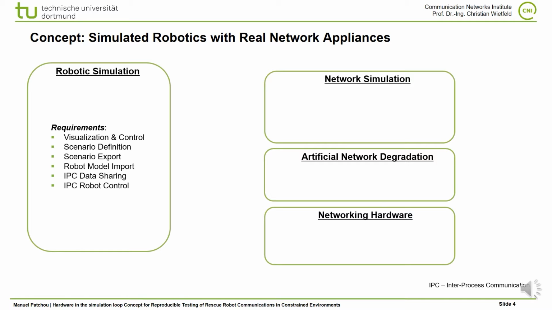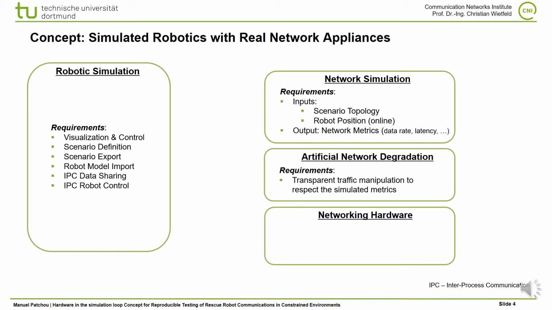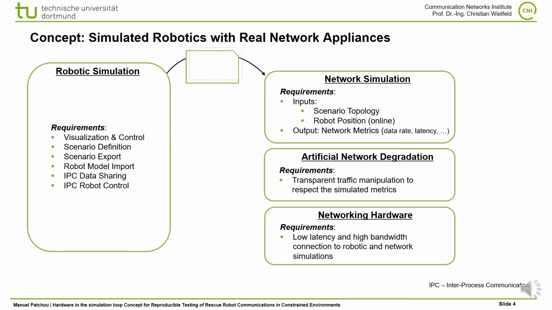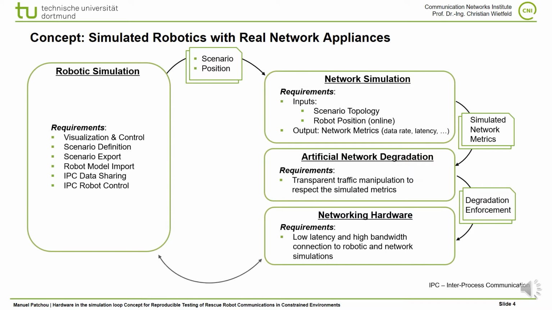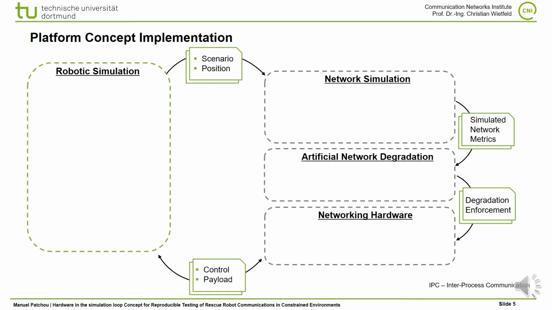The network simulation must be provided with the scenario and the robot position to generate network metrics. The network metrics must be enforced in a transparent manner on the communication hardware used by the robot. The communication hardware must be connected over a link with good characteristics to both simulations. The concept is now complete. Scenario and position are used to generate network metrics, which shall modulate network transmission of control and payload data from and to the robot. Let's now have a look at the concept implementation we carried out.